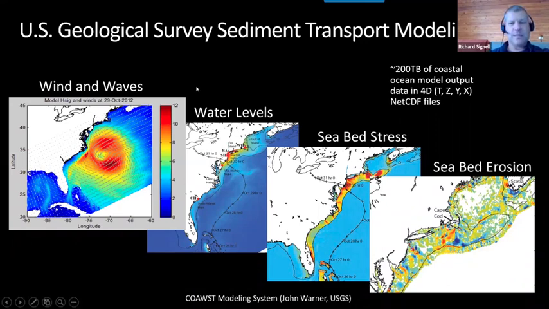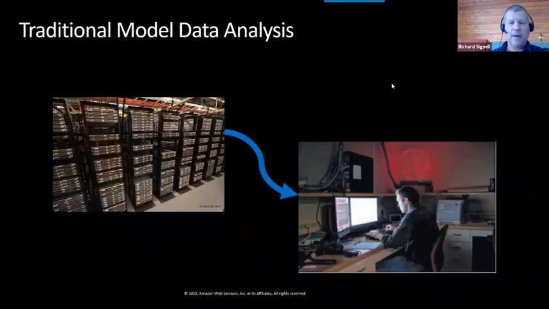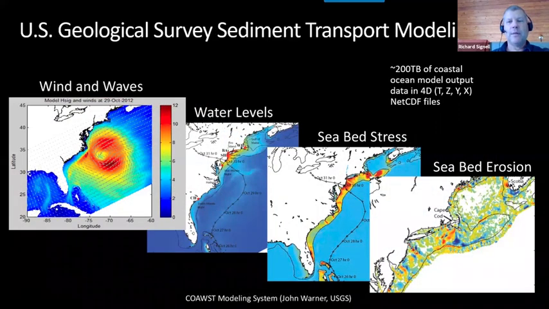We can do things like, this is Hurricane Sandy. We're simulating wind and waves, water levels, seabed stress, seabed erosion. And typically, through all the simulations we do in our group, we have maybe a couple hundred terabytes of coastal model output. And it's all in these 4-dimensional netCDF files, similar to the data that came out of that global model. How can we better work with this amount of data? We can store it locally, but what if our collaborators want to access this data? How could we share it with a wider community?